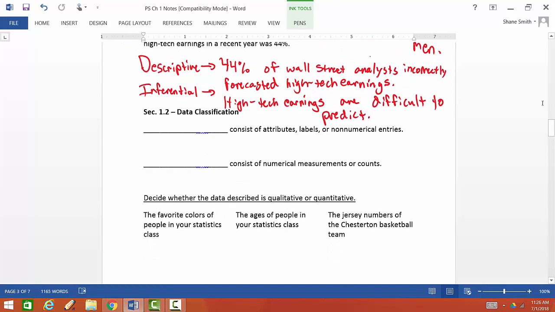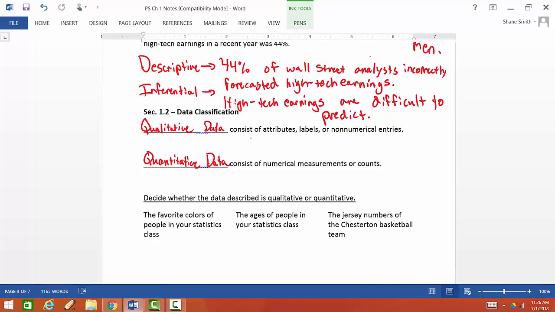And the last thing we're going to learn is data classification. There's many types of ways you can classify data. We're only going to be concerned about qualitative data and quantitative data. So the first is qualitative. Second is quantitative. And qualitative data consists of attributes, labels, non-numerical entries, and quantitative is a quantity, so it's a numerical measure of count. Basically, it has to be a number of some kind.